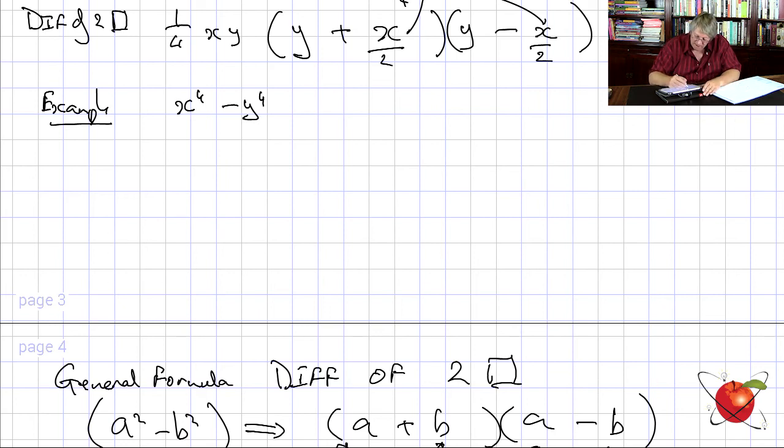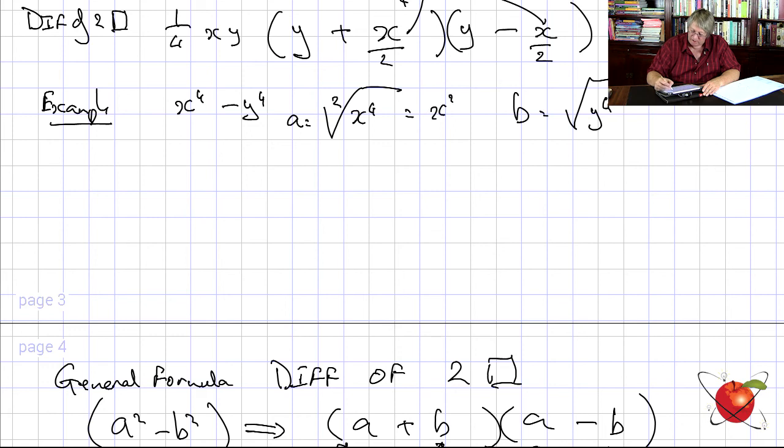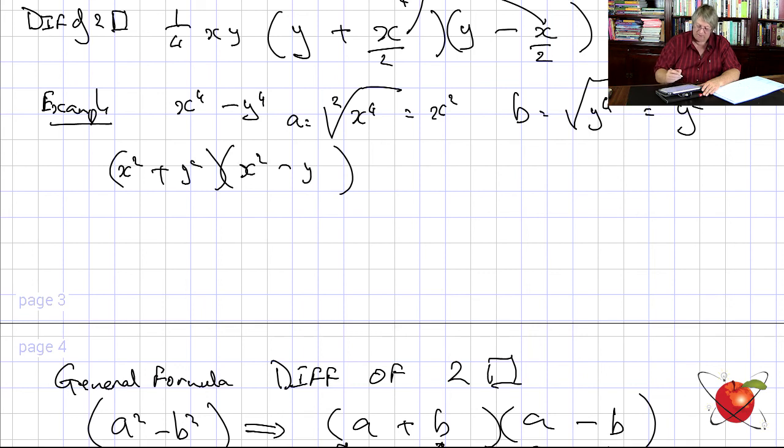So what is the square root of x to the fourth? That must be a, right? And b is going to be the square root of y to the fourth. That's going to be x squared, and that's going to be y squared. So it's a perfect square. So, hey presto, open two brackets, put a plus, put a minus. This is a plus b, a minus b: x squared, y squared, x squared, y squared.